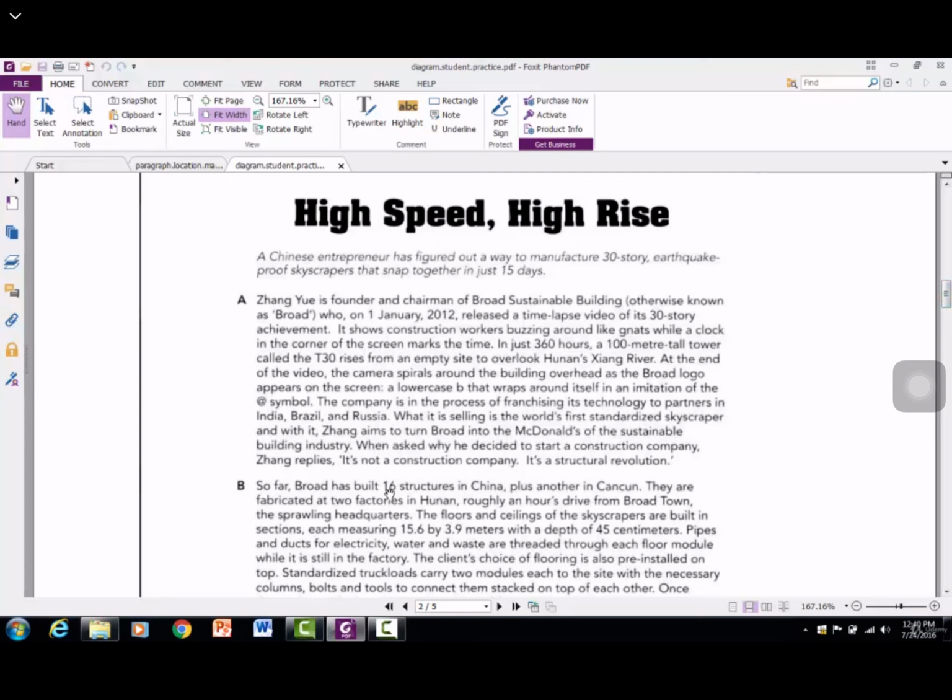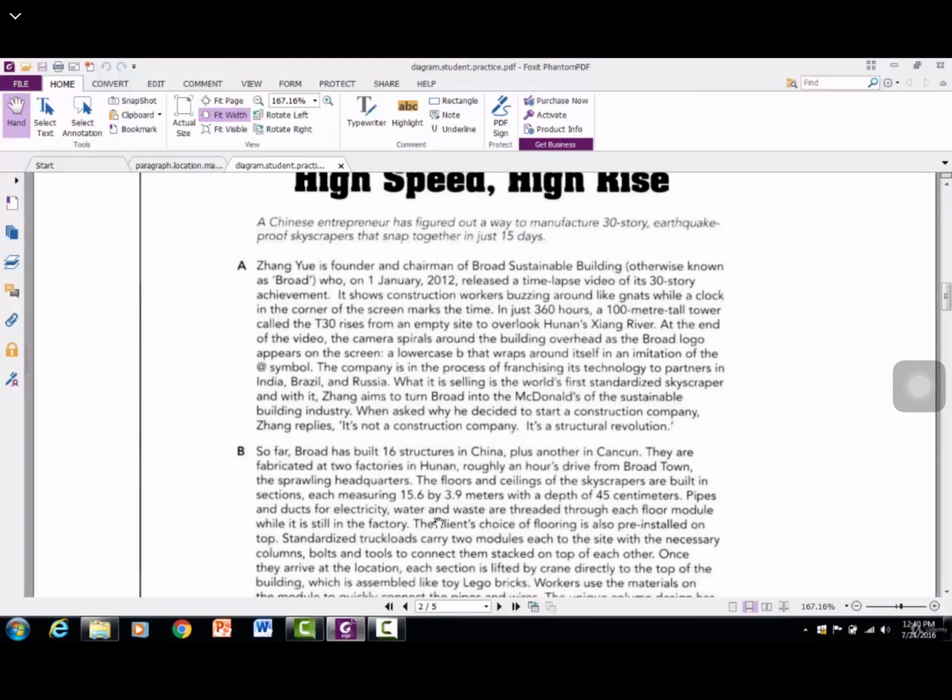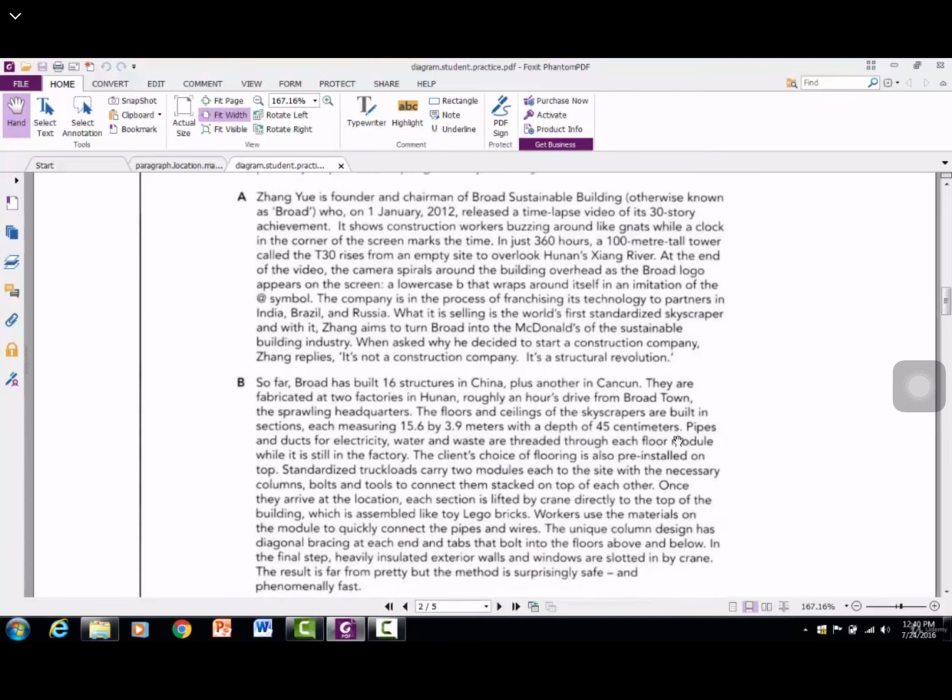All right, and also this paragraph B is a good paragraph because it says, so far Broad has built 16 structures. So that tells me that this whole paragraph is discussing how something is built. And remember, I told you that if we had a diagram that was describing something being built, it was helpful to find a paragraph that discussed something being built. That was very, very helpful. So let's read what it says about pipes and ducts.